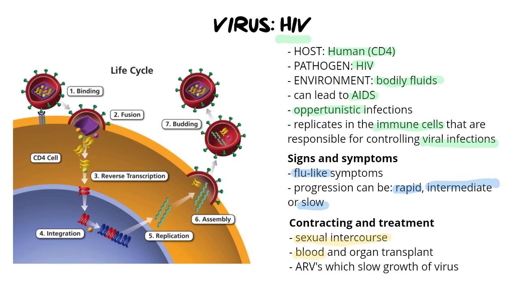You can also get it through blood and organ transplants. And when you have HIV, the best way to prevent passing it on, but also not contracting and further developing AIDS, is to take ARVs, or antiretroviral medication. And what they do is they slow down the growth of the virus.